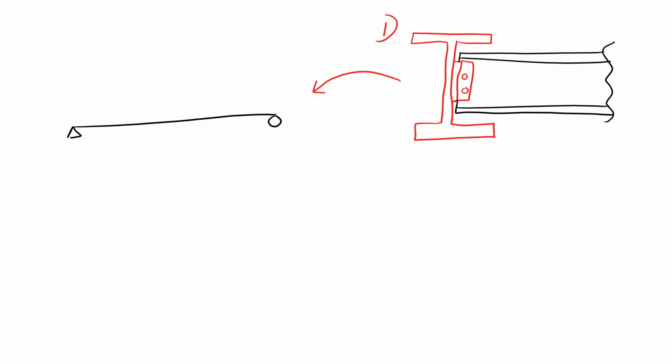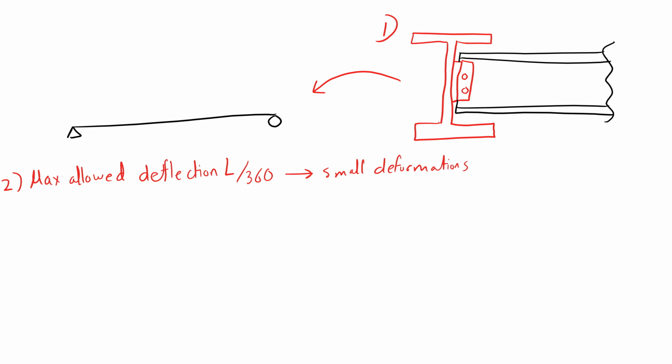Let's discuss the engineering assumptions involved in our analysis. Because the cross beams are connected to the girders using a single angle connection, we can assume that the cross beams are simply supported beams. Because we are trying to meet the serviceability criteria for maximum deflection, which is the length of the beam divided by 360, we can conclude that we have small deformations.